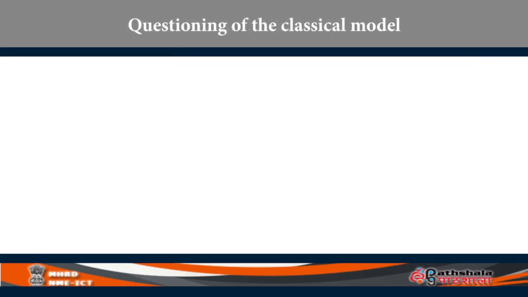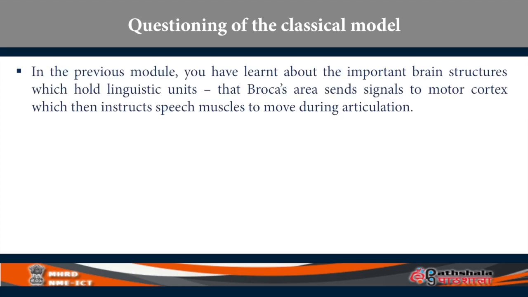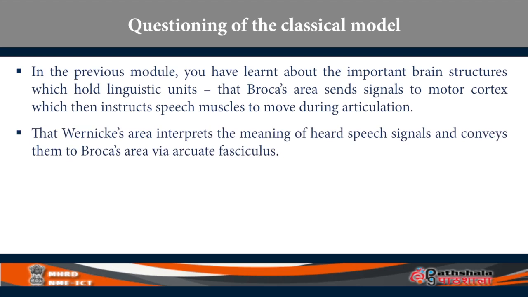The classical model of brain-language relationships, about which you would have picked up a little bit from the previous two or three modules, is that Broca's area is in charge of production, Wernicke's area is in charge of comprehension, and that there is a connection between Broca's and Wernicke's area through the arcuate fasciculus. They share information with each other, and that's how we speak and understand language. Wernicke's area basically interprets the meaning, whereas Broca's area sends signals to the motor cortex telling our speech muscles to move.